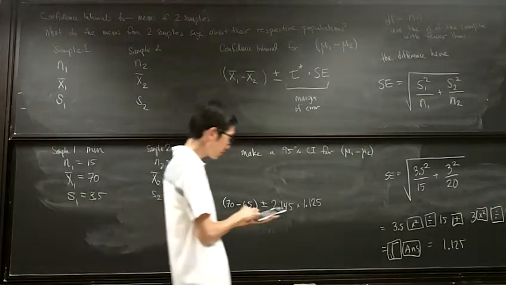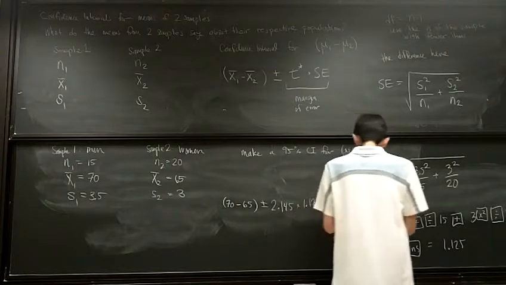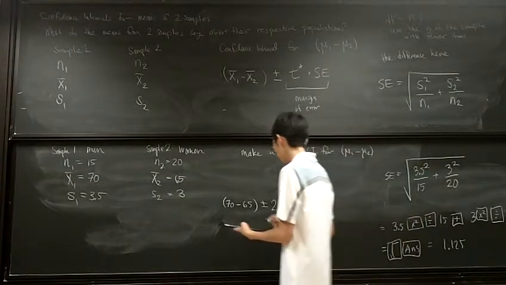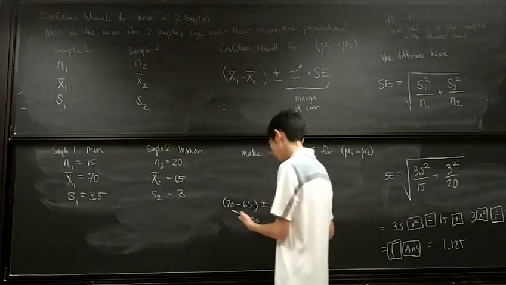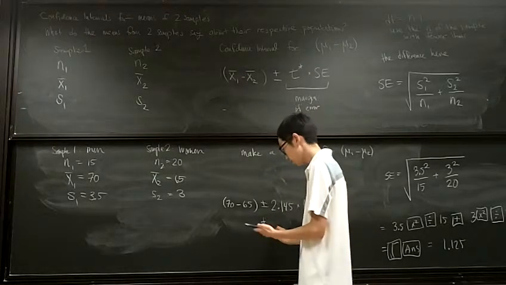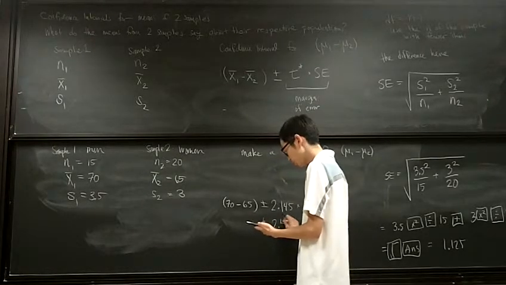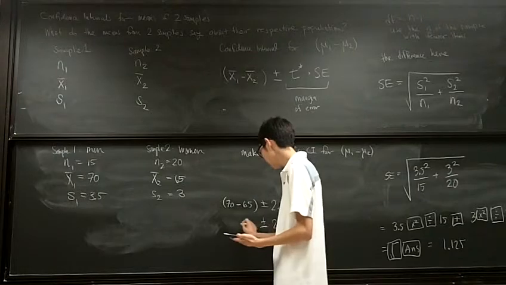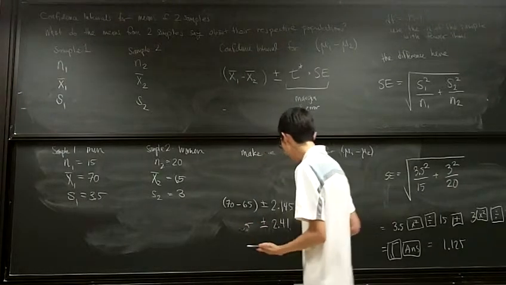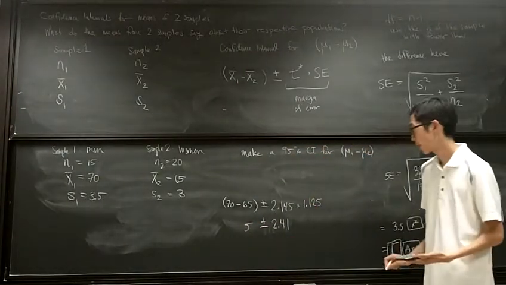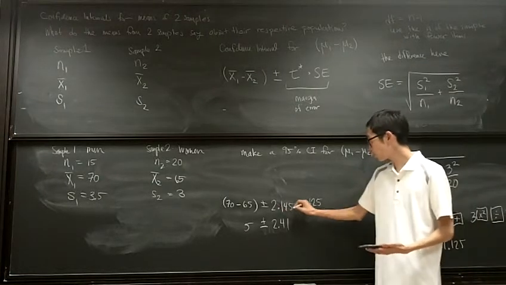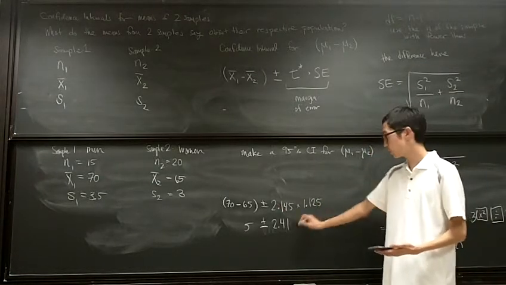So 2.145 times my answer gives me 2.41. And 70 minus 65 is 5. You multiply 2.145 times 1.125, which gives me 2.41.